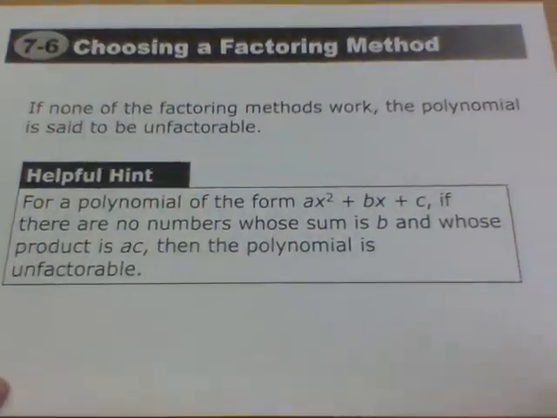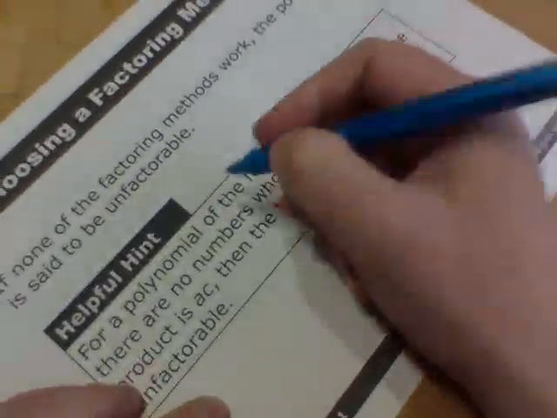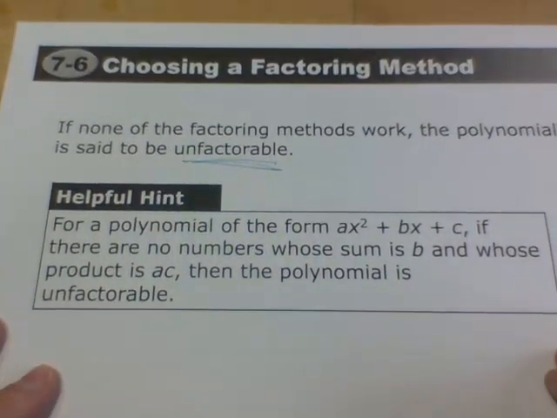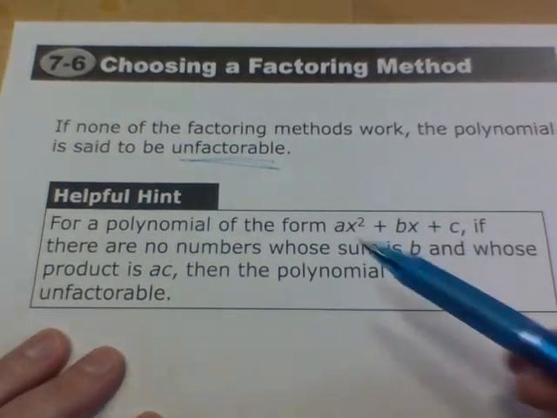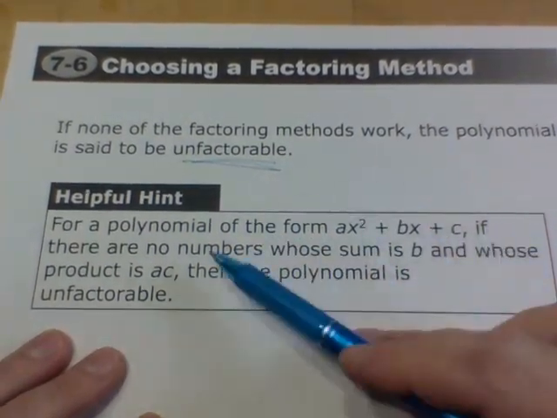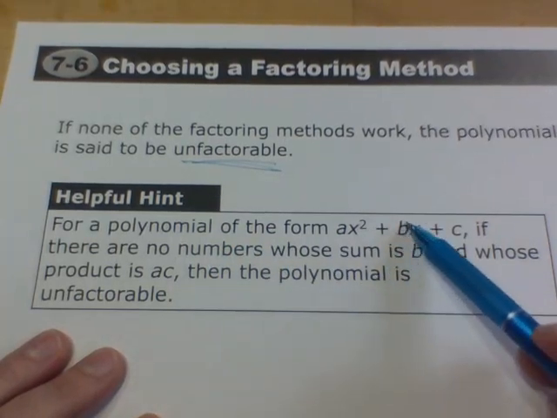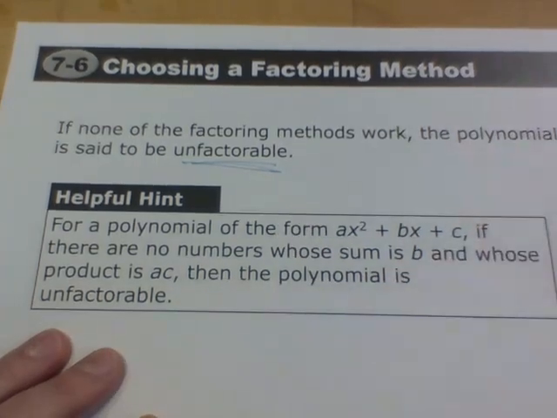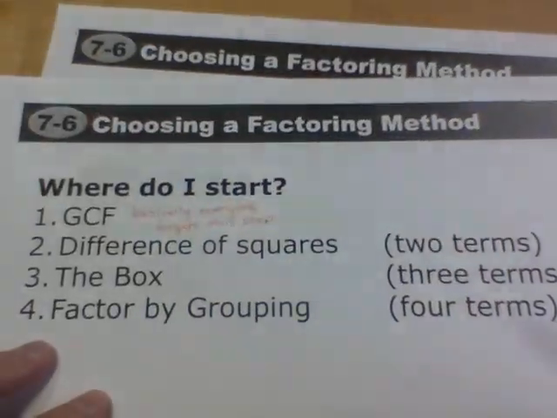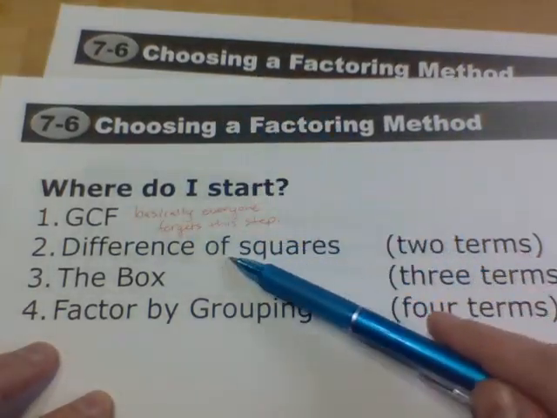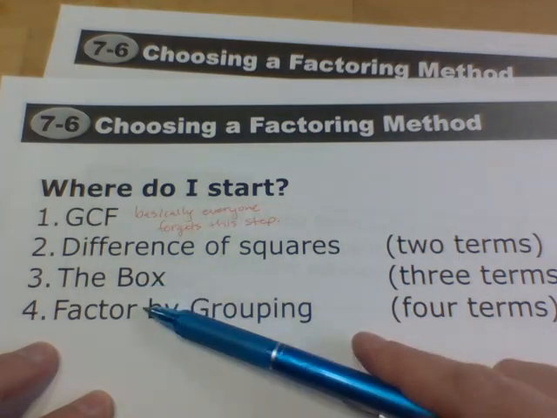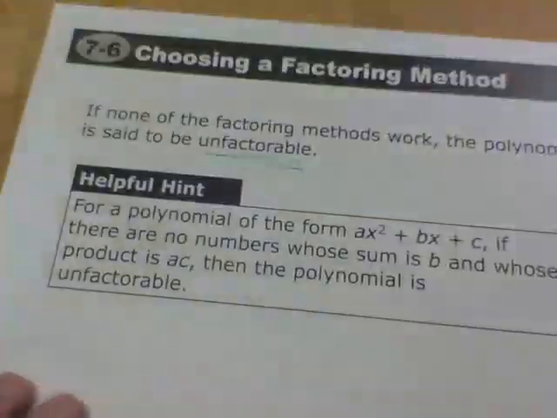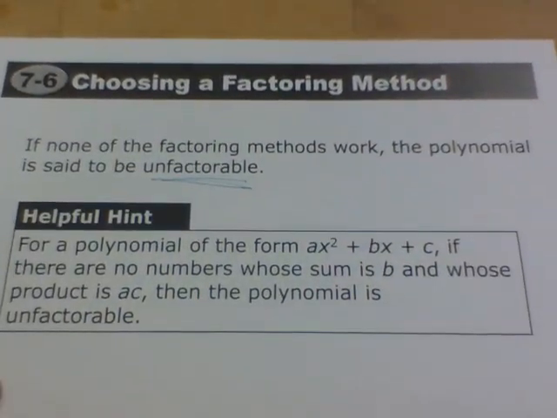All right, so if none of the factoring methods work, the polynomial is what we call unfactorable. Kind of a cool idea because then you don't have to do the problem. So again, for the polynomial, if there are no numbers whose sum is b and whose product is ac, the polynomial is unfactorable. So you go through this entire list, you don't find a GCF, it's not 2 terms in this format, it's not 3 terms in this format, and it's not 4 terms by factoring by grouping, then you get to be done.